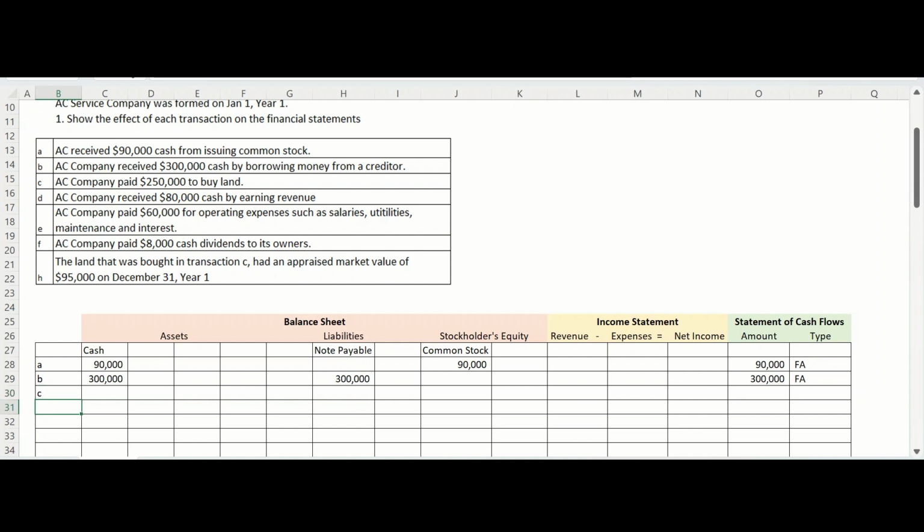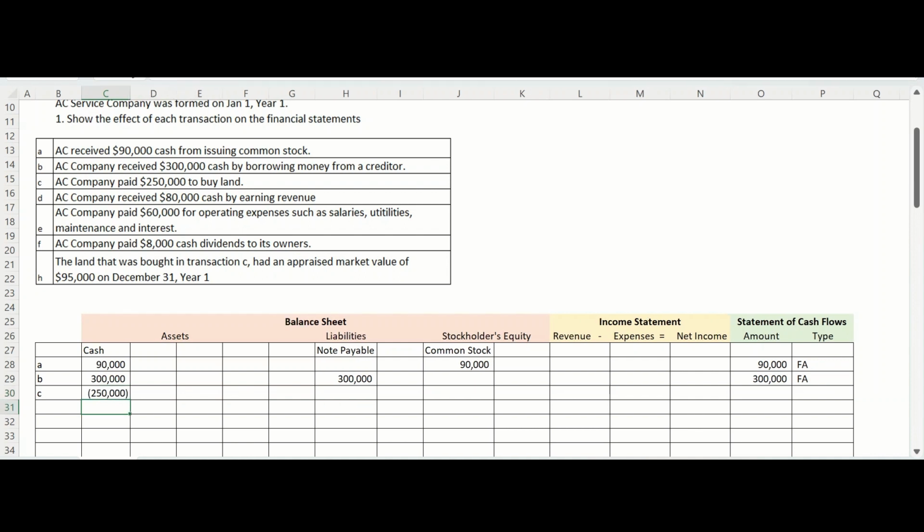Next, we have AC Company paying $250,000 to buy land. So we're going to assume that $250,000 is cash, and it's going out, so that is a negative. And then what's the $250,000 going out to do? It's buying land. What type of account is land? Land is an asset account on the balance sheet.